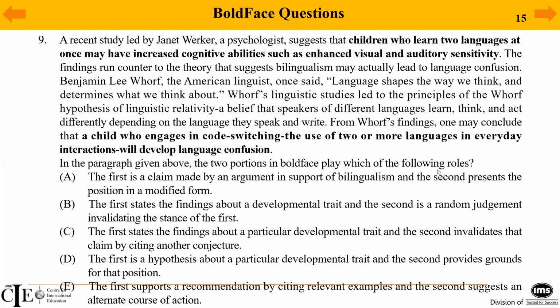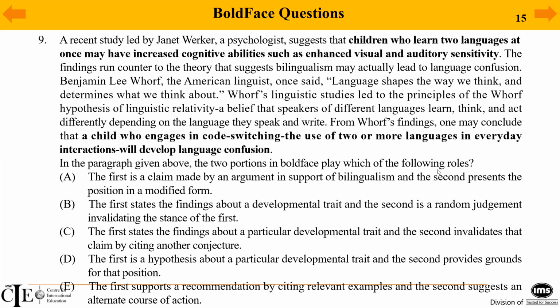Okay. So if you see the answers, the first is a claim made by the argument in support of bilingualism. Is it a claim? What is the meaning of the word claim? Claim means it's a judgment without any support. But this has the backing of a study, right? It can be a study's finding. So the first states the findings. B and C are okay.